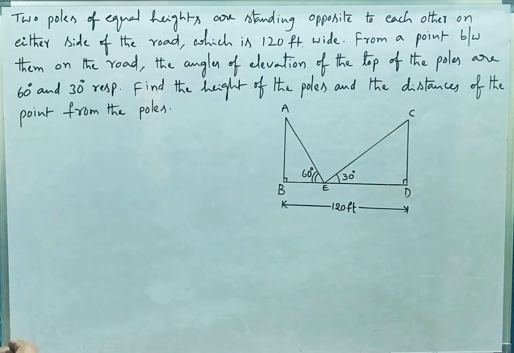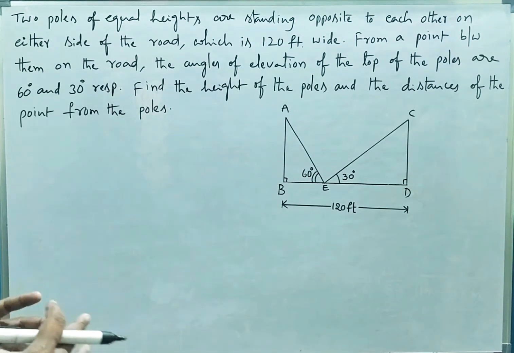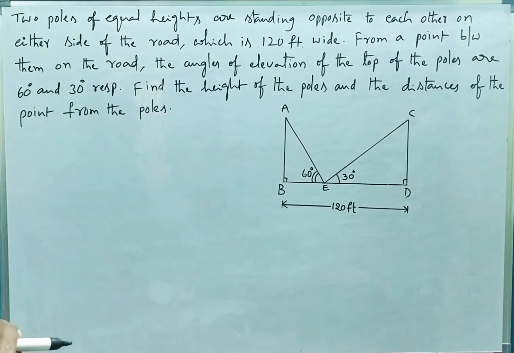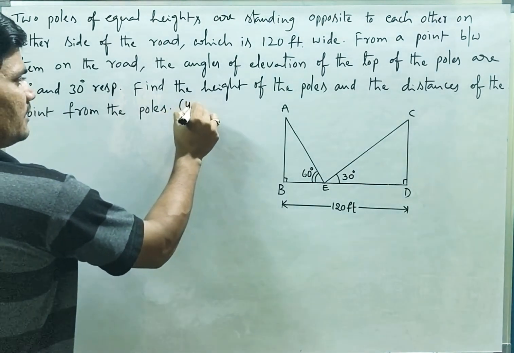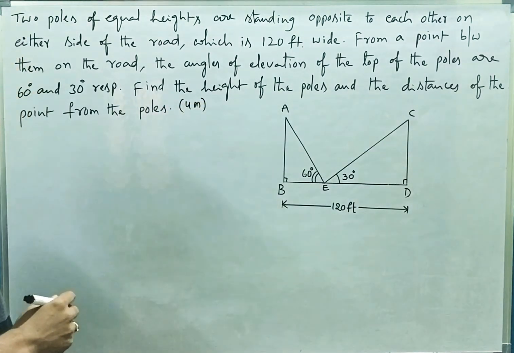Two poles of equal heights are standing opposite to each other on either side of the road, which is 120 feet wide. From a point between them on the road, the angles of elevation of the top of the poles are 60 degrees and 30 degrees respectively. Find the height of the poles and the distances of the point from the poles.